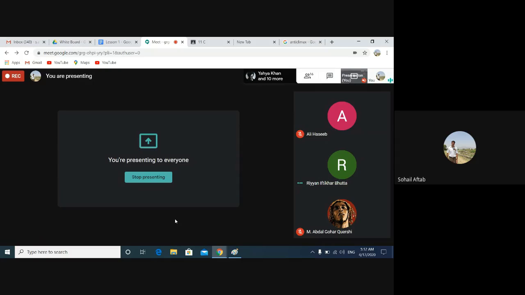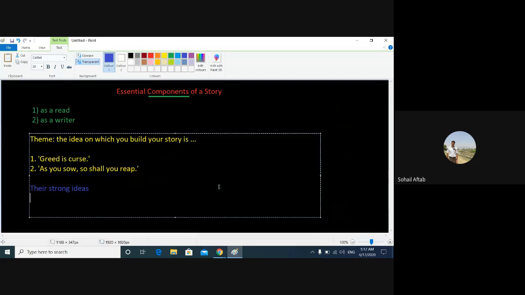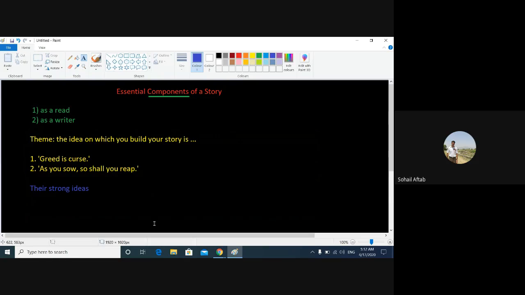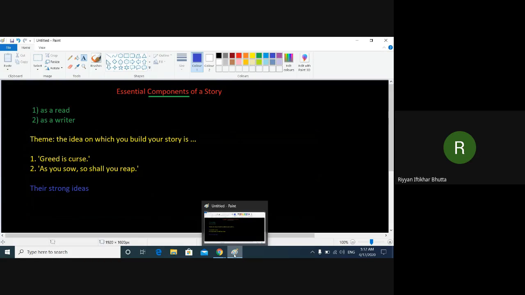Okay, theme basically is the central idea on which the whole story is built. That is your theme. And then we have discussed at least two themes from Button. One is Greed's curse, and second is as you sow, so shall you reap. My idea of a theme is that it is an idea on which the whole story is built. Okay, got the idea? Yes, sir.